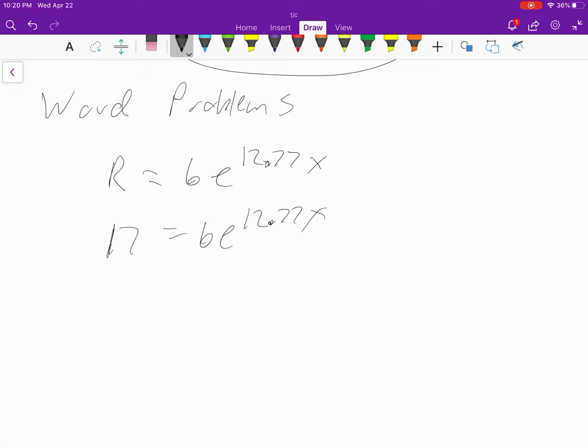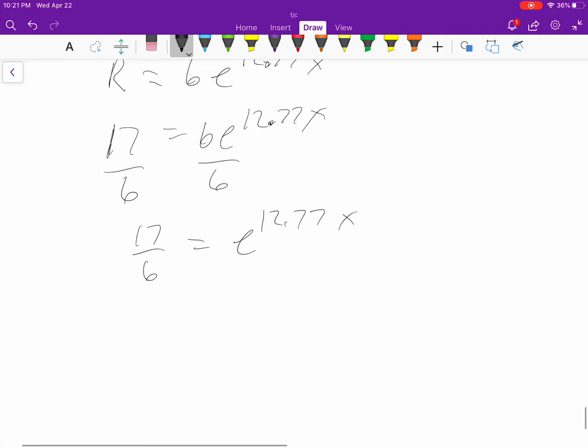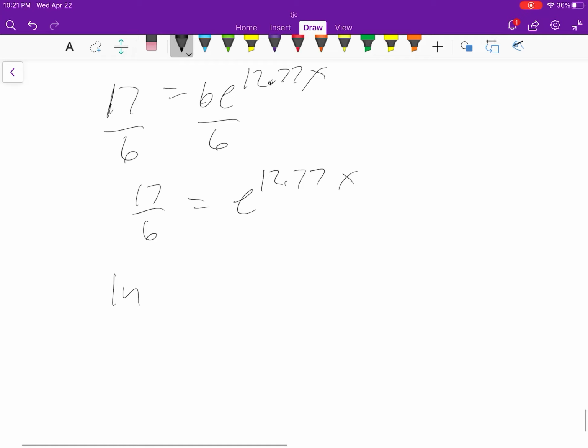What we're going to do is divide both sides by 6 to get rid of that. So then we have 17 divided by 6 equals e to the 12.77x. Now to get rid of e, we're going to take ln of both sides. Okay, and the ln will cancel with the e. All right, if we take ln of both sides, here they cancel. Then we just divide both sides by 12.77.